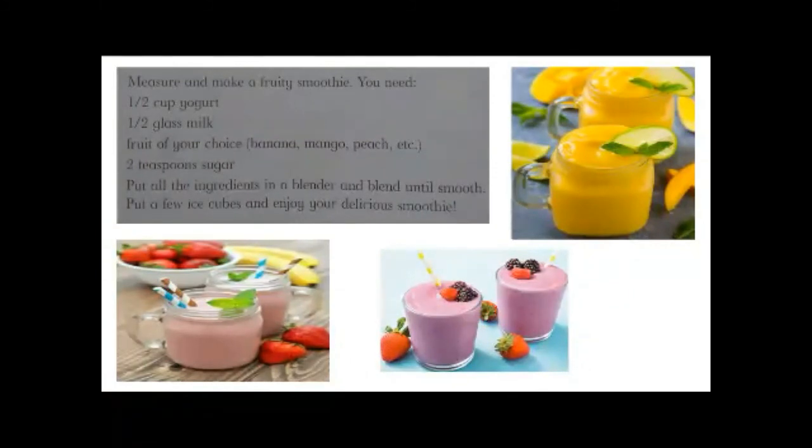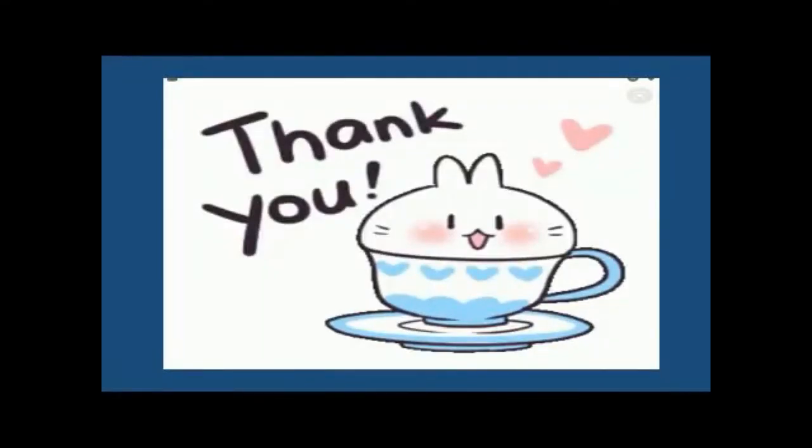Measure and make a fruity smoothie. You need half cup yogurt, half glass milk, fruit of your own choice. Like this is the season of mango, okay, and banana is also available in this season. 2 teaspoons sugar. Put all the ingredients in the blender and blend until smooth. Put a few ice cubes and enjoy your delicious smoothie. Okay, you can do this activity with your mama. Okay, otherwise your mama will beat you. Okay, so we have done with this chapter.